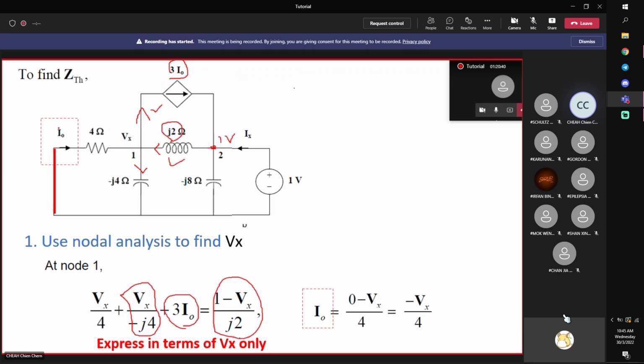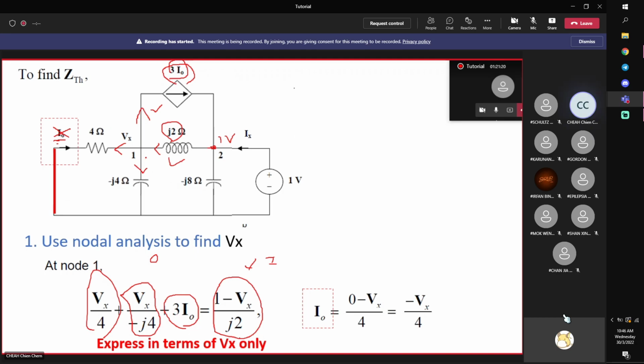Now this one, ignore this one first, because I'm only interested in the current in terms of the node voltage. So I'll put this one, Vx, outflow, outflow, inflow. These are all outflow. Inflow equal to outflow, so outflow is Vx divided by 4. I don't really have to worry about this one first. This one will only be used when you are dealing with 3I0, which is this guy.